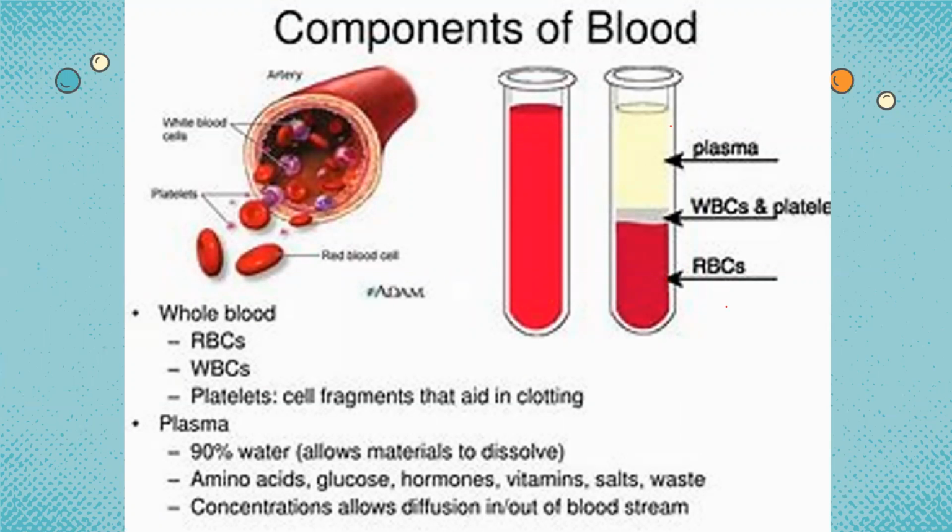The red part is the RBC. Don't think that plasma is the liquid part and the other parts of plasma will be red. No, plasma is just a yellowish liquid, yellowish water in the blood. And the white blood cells are just 1% of this. The maximum is plasma, the red part is red blood cells, and the white blood cells are very less, just 1%.